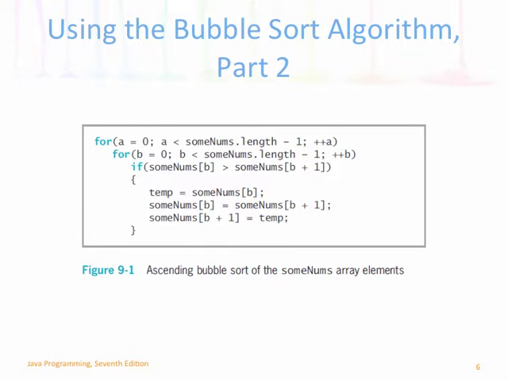We're using 2 for loops: for a equals 0, a less than sumNums.length minus 1, a plus plus. For b equals 0, b less than sumNums.length minus 1, b plus plus. If sumNums sub b is greater than sumNums sub b plus 1, we're going to swap them. And then we do that sumNums.length minus 1 number of times. Starting at 0, so actually it's sumNums.length number of times.